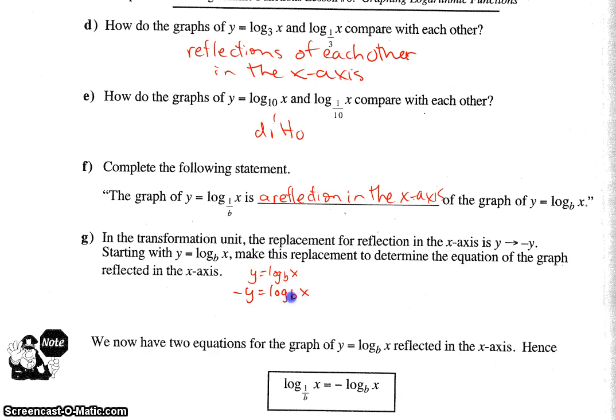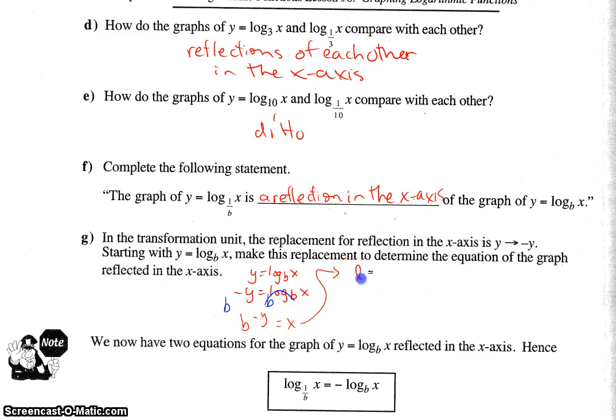Okay, now let's do some manipulating here to see if we can get this looking like the other equation. What we're going to have to do with this equation is somehow get base 1 over b to show that this above statement is true. First, we are going to eliminate the log on the right-hand side. To do that, we're going to raise both sides into the exponent. Then we would have b to the negative y equals x.